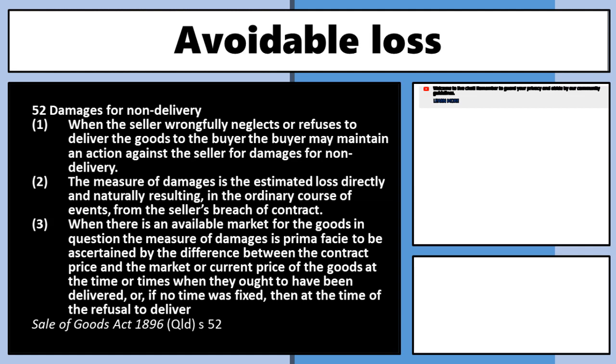Be warned, the Sale of Goods Act is overridable. The Australian Consumer Law is not. That's why, sure, we can learn these rules. These are the default rules, but all of them can be changed. Absolutely. So overridable by express terms in a contract. But you'll see these phrases here. For example, measure of damages is the estimated loss directly and naturally resulting in the ordinary course of events. Sounds familiar. There they talk about available markets.